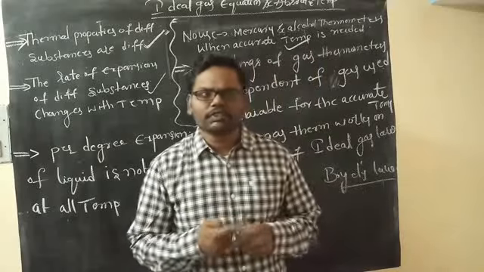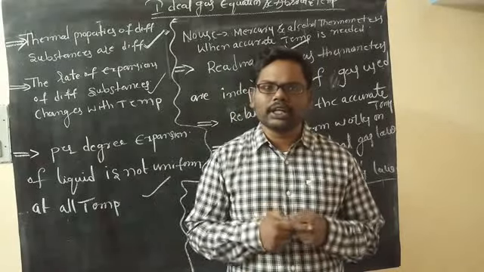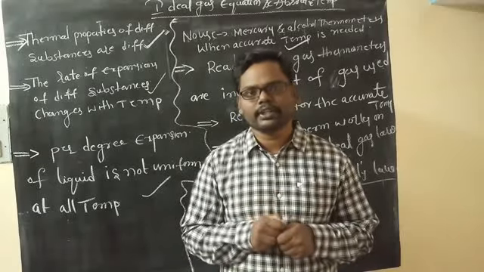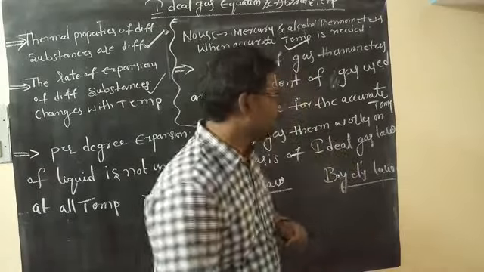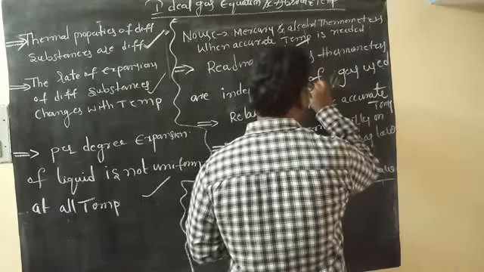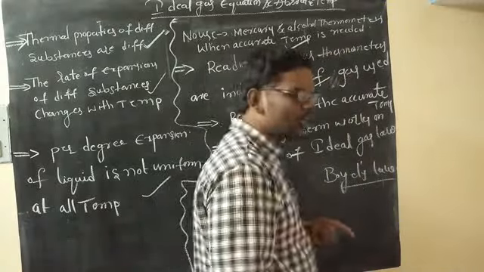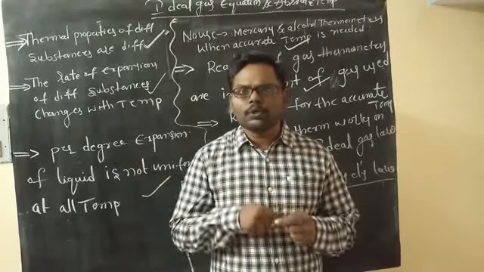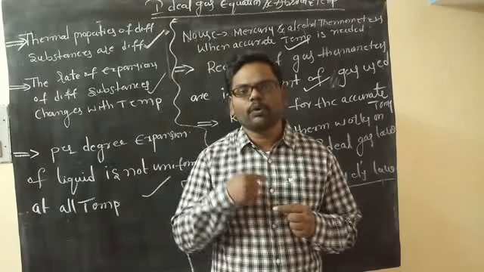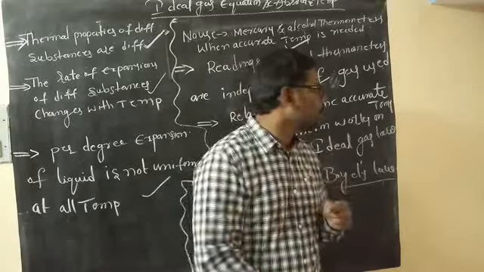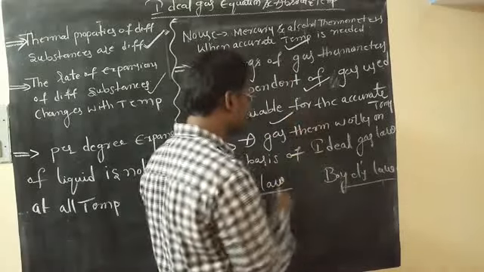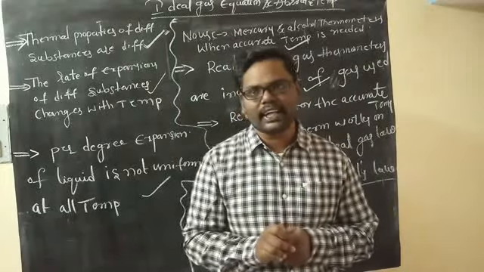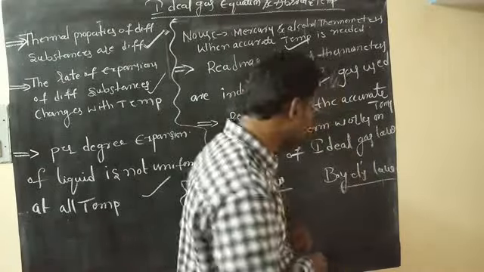In this situation, experiments show that readings of gas thermometers are independent of the gas used in it. So that's why gas thermometers are more reliable for measuring accurate temperatures. A gas thermometer works on the principle of the ideal gas. Let's see what about the ideal gas.